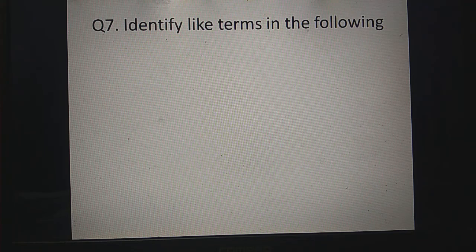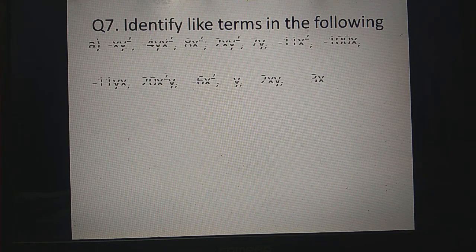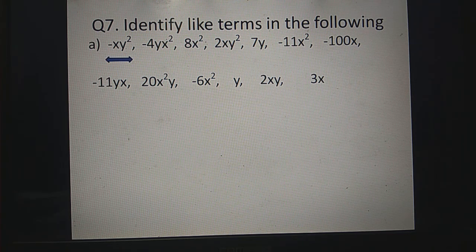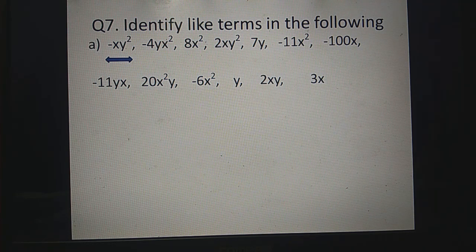Question number 7. Identify like terms in the following. Now expression is given to you. In this, what you have to do is number of terms are given to you. You have to identify the like terms. So we will move term by term starting from left. Your left one is minus xy square. Make sure not to consider the numerical coefficient. How many variables are there? Here there is 1x and 2y.